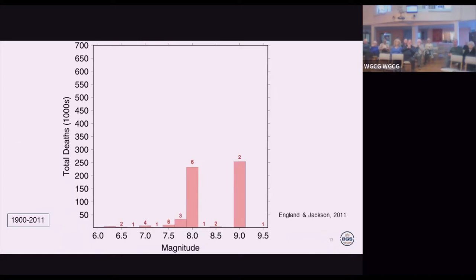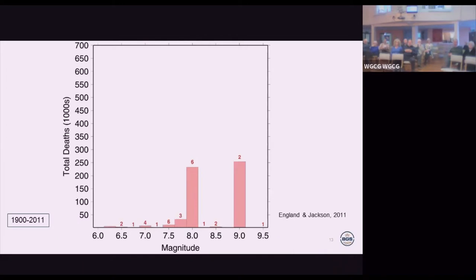So these, again, here are all the fatalities from subduction zone earthquakes, the Ring of Fire earthquakes, by size and fatality number. And you can see there's quite a lot of people. There have been 2 big magnitude 9 earthquakes in the last 100 years that have killed nearly 500,000 people. That's a lot of fatalities, and quite a number of magnitude 8s have done the same thing.